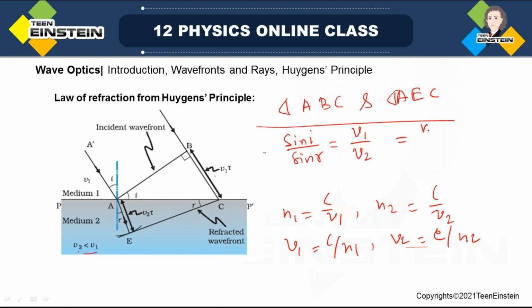Okay, so you get V1, means N2 by N1, you get actually. Now if you just multiply, see, N1 sin I and N2 sin R. N2 is the refractive index of the medium 2, N1 is the refractive index of the medium 1. Okay, so this is how we can prove the laws of refraction from Huygens principle.